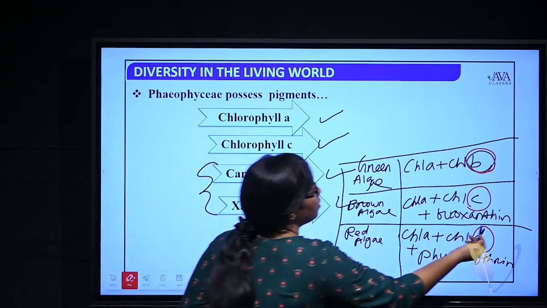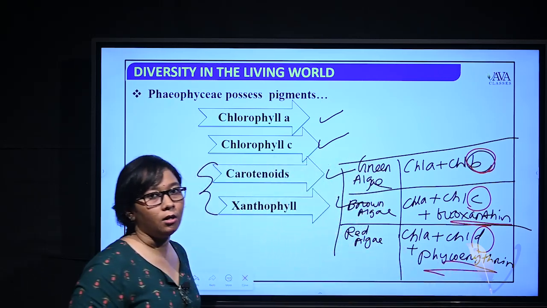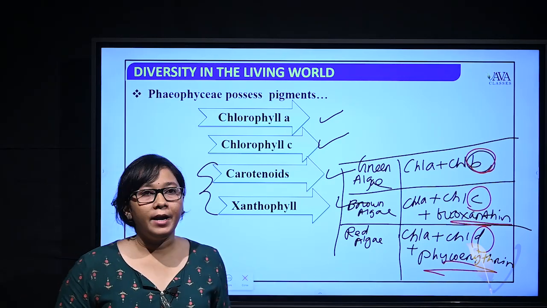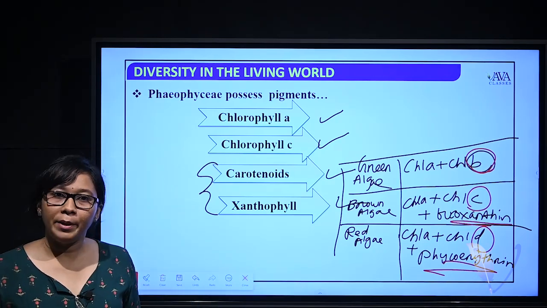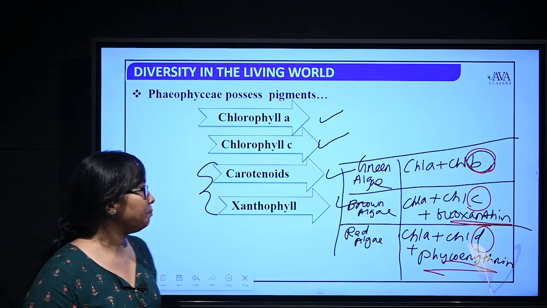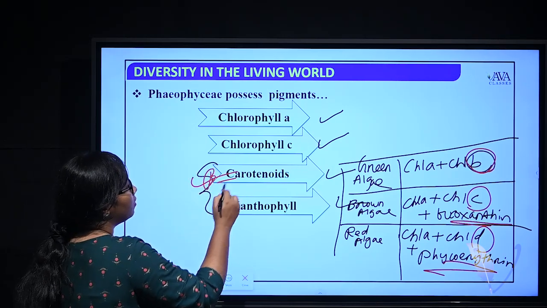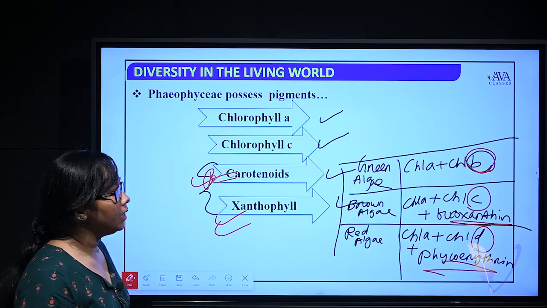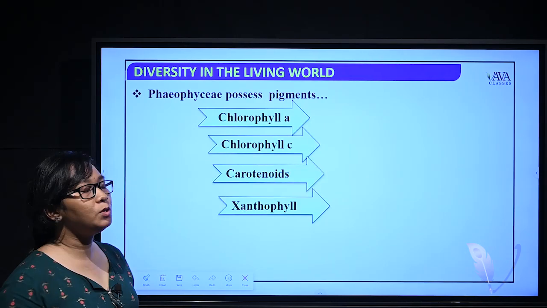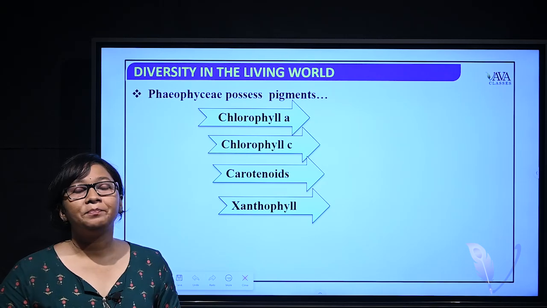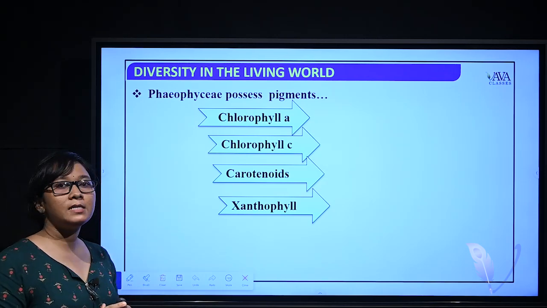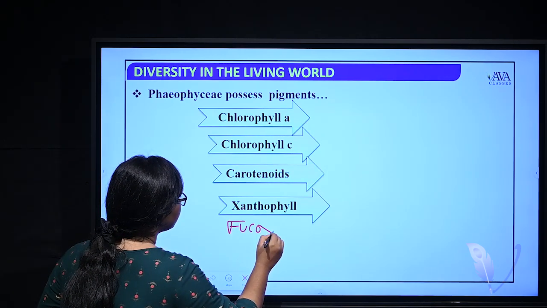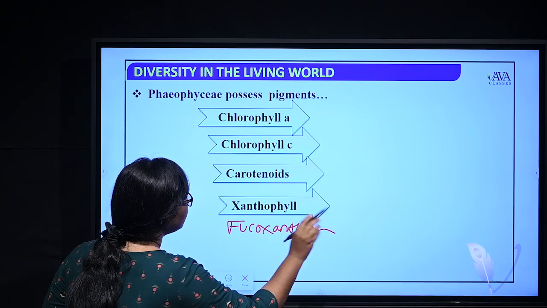And for these two dominant pigments you have to recall that brown algae's dominant pigment is fucoxanthin, and red algae has a dominant pigment which is phycoerythrin. Apart from that, beta carotene and xanthophylls are also present in brown algae as well as in red algae. Clear? So, phaeophyceae possess the pigments chlorophyll A, chlorophyll C, carotenoids, xanthophyll as well as fucoxanthin, which is brown in color.